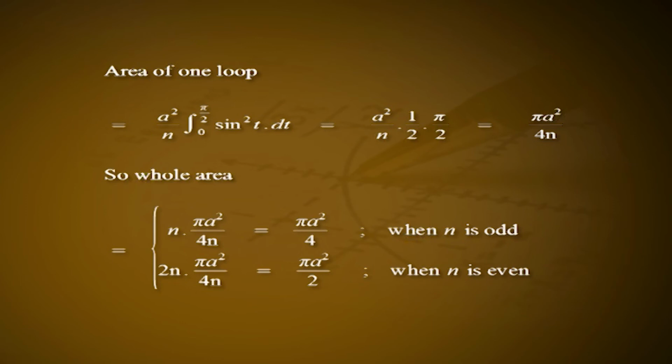So, whole area is equal to n into pi a square by 4n, which is equal to pi a square by 4 when n is odd, and 2n into pi a square by 4n, which is equal to pi a square by 2 when n is even.